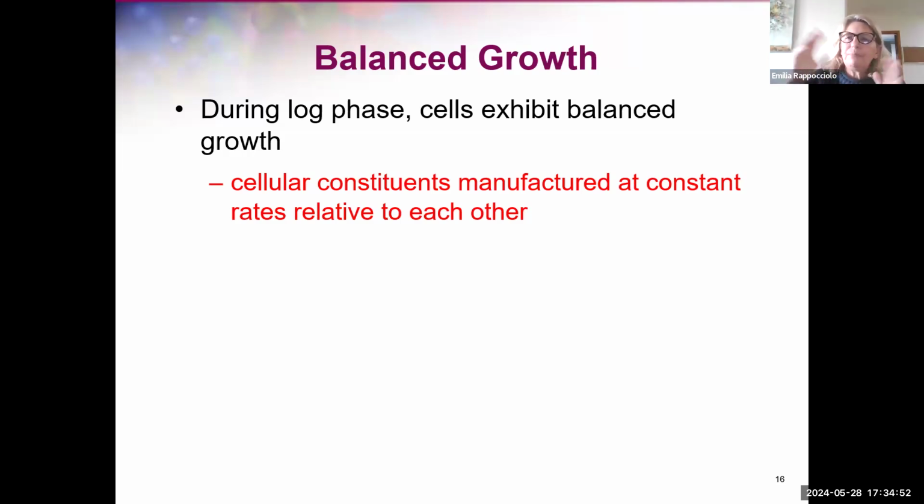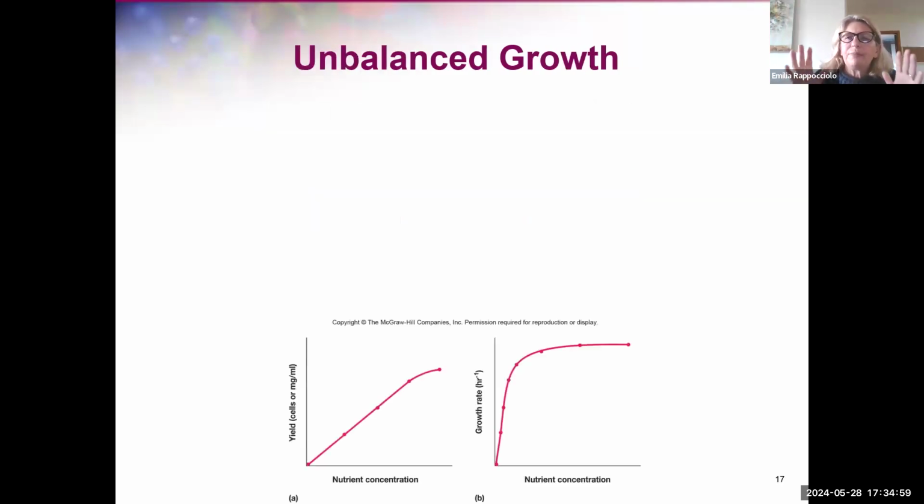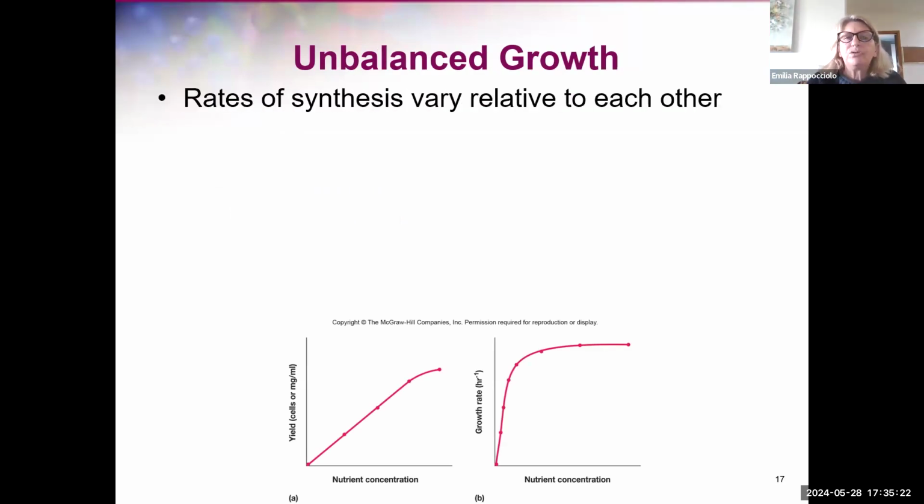So a period of logarithmic growth cannot go on forever. At some point, the population enters unbalanced growth. Unbalanced means it's no longer true that all the cells are doing the same stuff at the same time, all together. Some cells will still be growing fast, but other cells will be growing slower. So the rate of synthesis is not the same within the population.